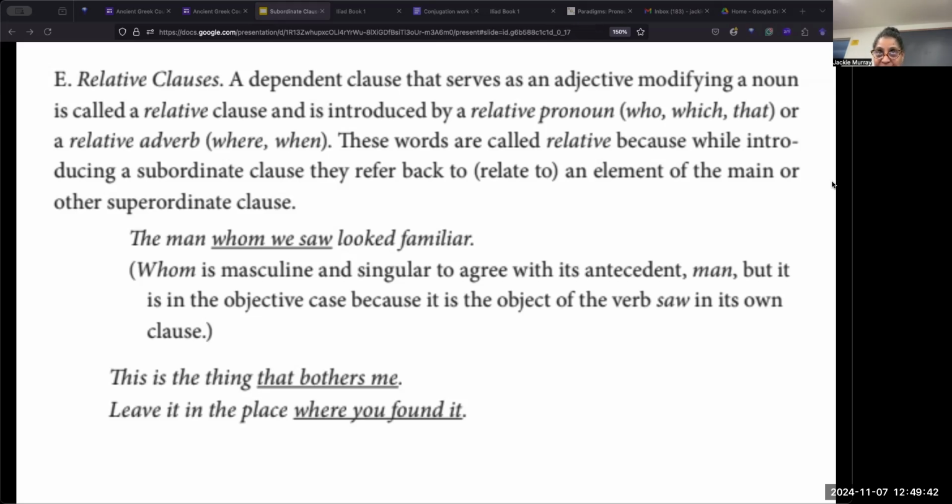So that's one main sentence. And then the thing bothers me, that's the other sentence, right? You're putting them together, and "that" is the joining pronoun that refers to the thing in both sentences. So leave it in the place where you found it. Again, this is relative because "where" refers to places, right? Leave it in the place you found it, right? Where you found it.